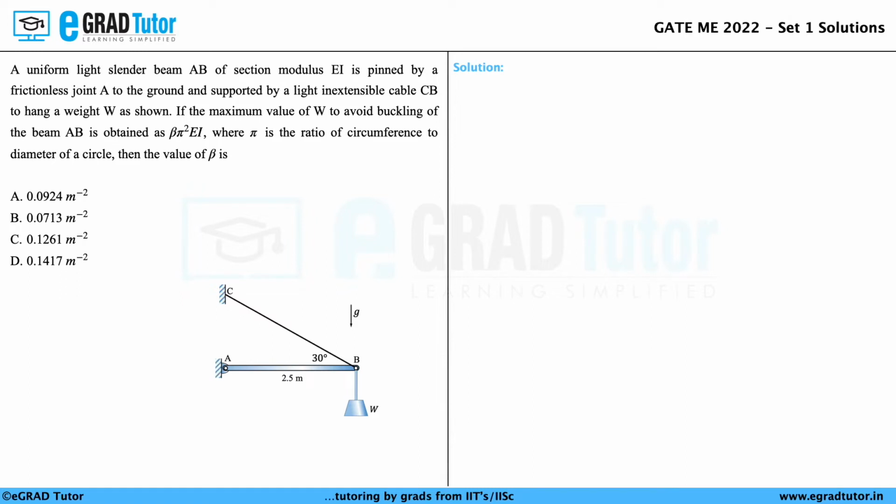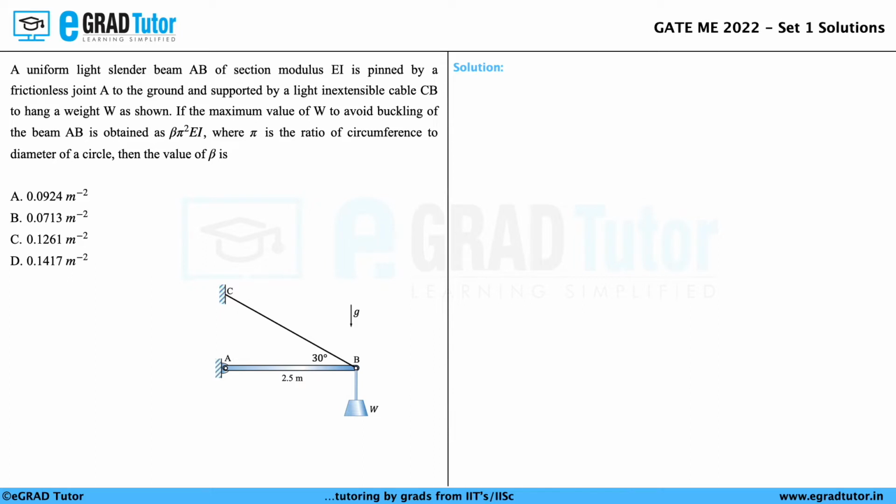A uniform light slender beam AB of section modulus EI is pinned by a frictionless joint A to the ground and supported by a light inextensible cable CB to hang a weight W as shown. If the maximum value of W to avoid buckling of the beam AB is obtained as beta pi square EI, where pi is the ratio of circumference to diameter of the circle, then the value of beta is.